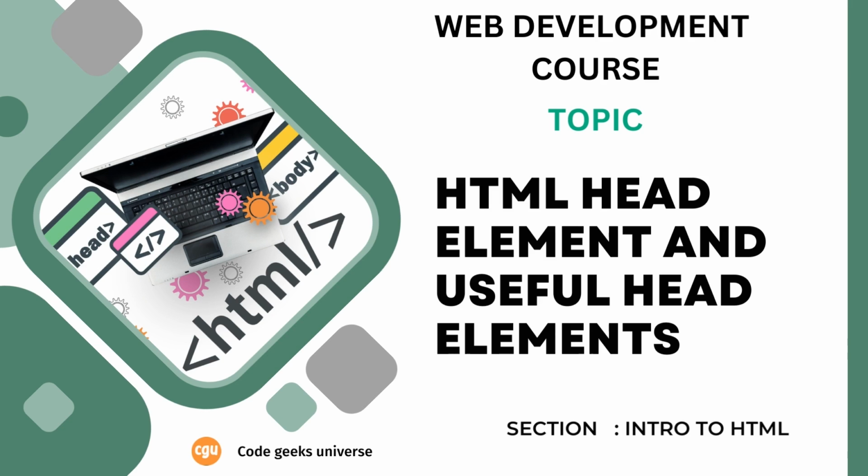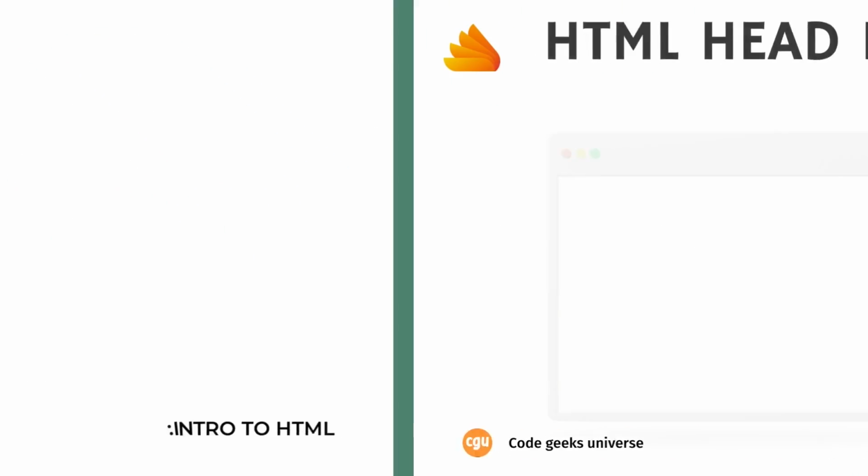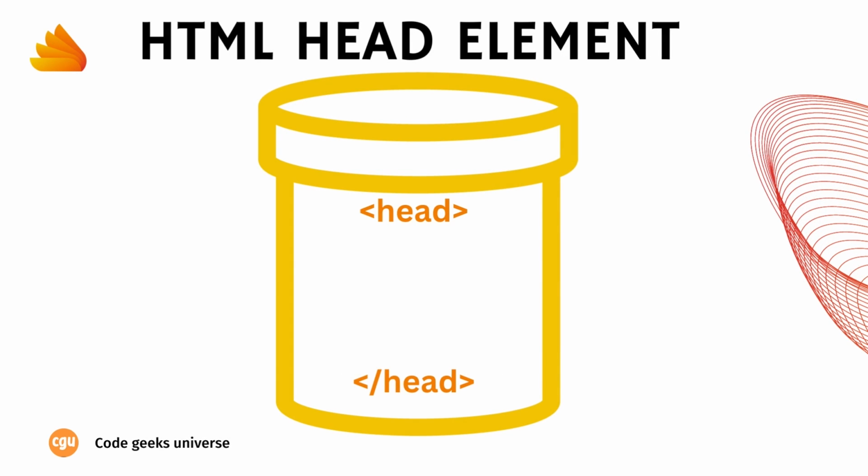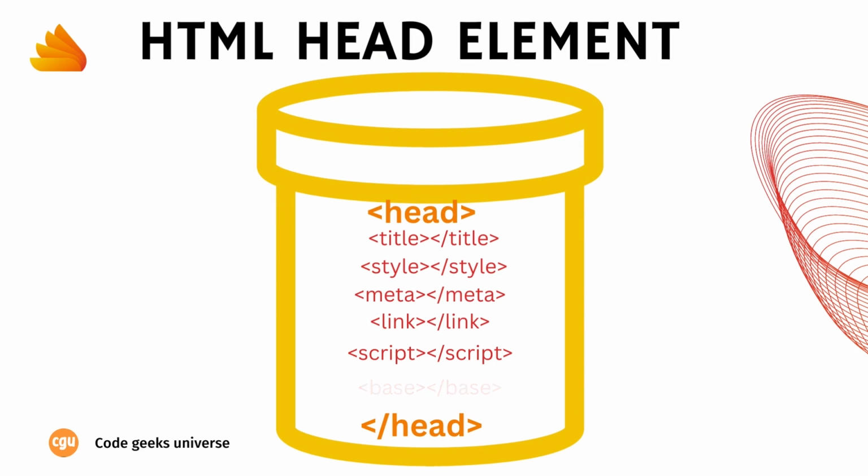Today, we are diving deep into a critical part of web development, which is the head element. Now think of the head element as the control center for our web page. It might not display any content directly, but it holds some of the most important metadata and instructions for our browser. The head element in HTML is like a little container that holds a bunch of important stuff for our web page, and it's home for elements like title, style, meta, link, script, and base element.